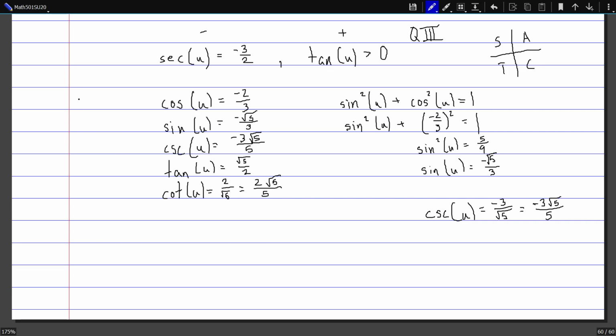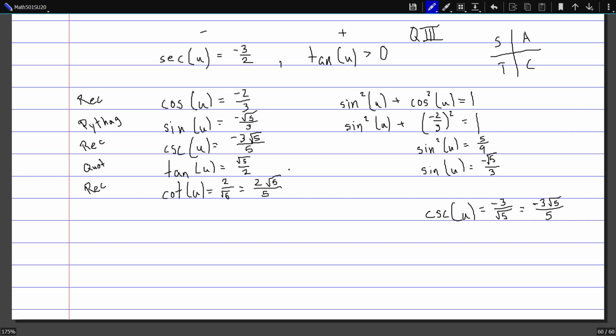So off the side, I'm going to write them out here. We used reciprocal to find cosine. We used Pythagorean to find the value for sine. We then used reciprocal to find cosecant. We used quotient to find tangent, and then we used reciprocal to find cotangent.